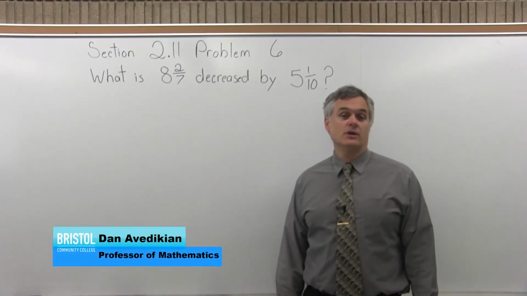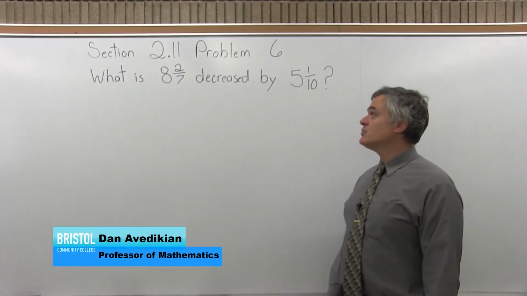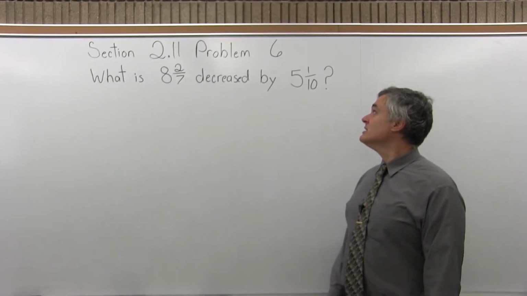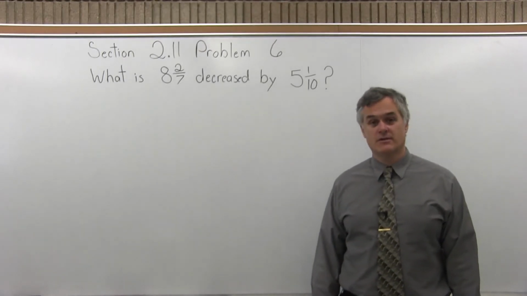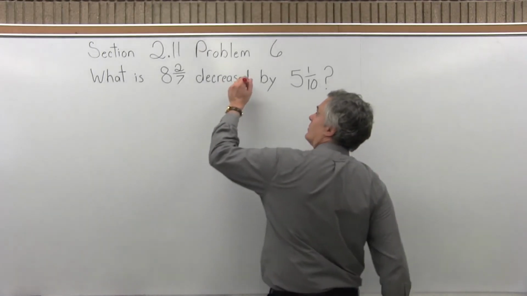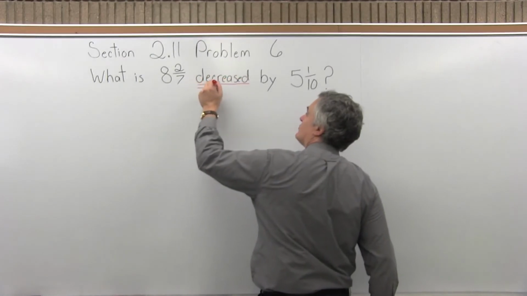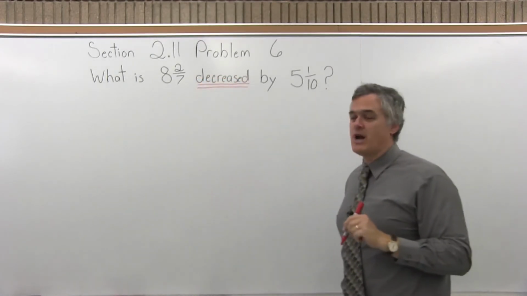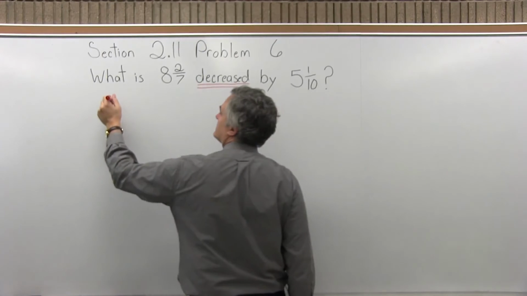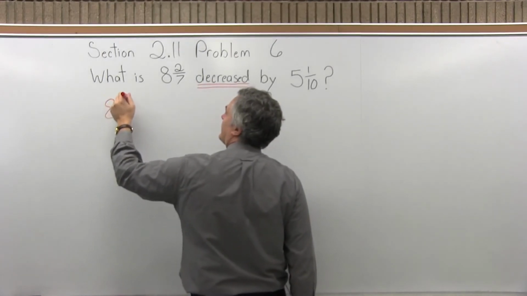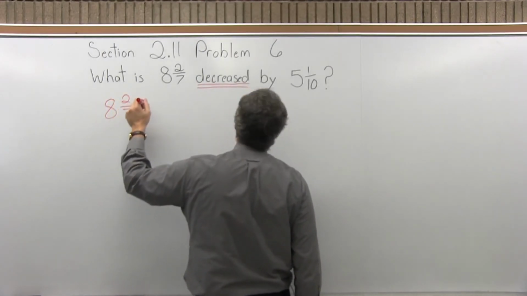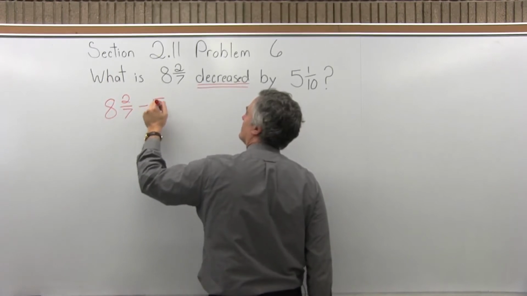This is Section 2.11, Problem 6. It says, what is 8 2/7 decreased by 5 1/10? So the word that's telling me what I need to do is decrease. That means I must subtract. So this problem is saying, figure out 8 2/7 minus 5 1/10.